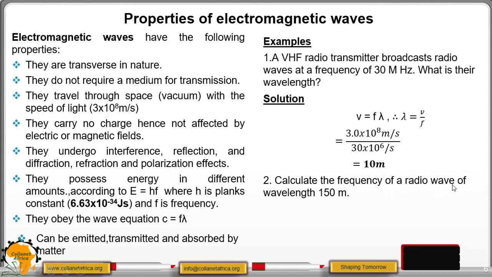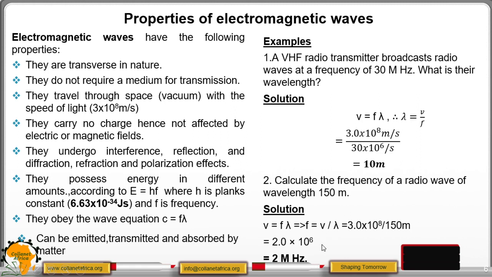Calculate the frequency of a radio wave of wavelength 150 meters. Again, we are applying the same formula. V is equal to lambda f, but here now we make f the subject of the formula by dividing through by lambda. So we have that f is equal to v over lambda. You substitute. V is the speed of light and lambda is the wavelength. So by substituting and keying in your calculator, you find that your frequency will be 2.0 times 10 to the power 6, which is the same as 2 megahertz.